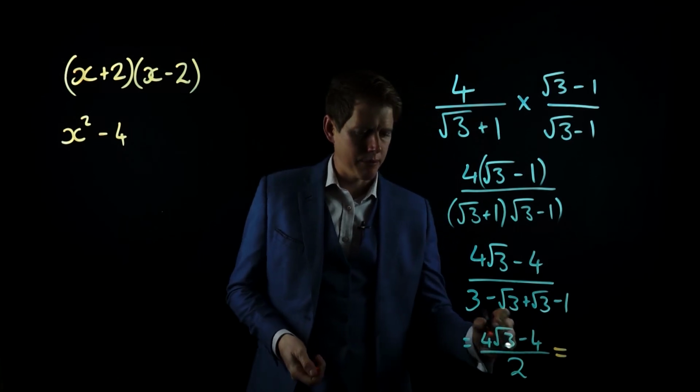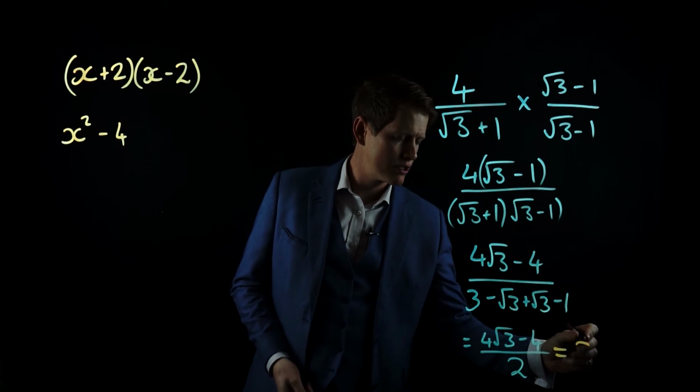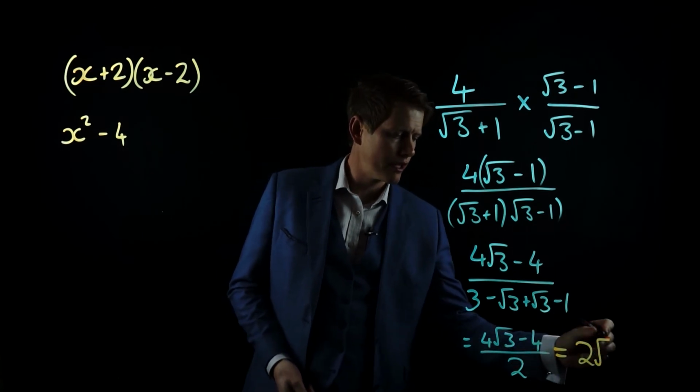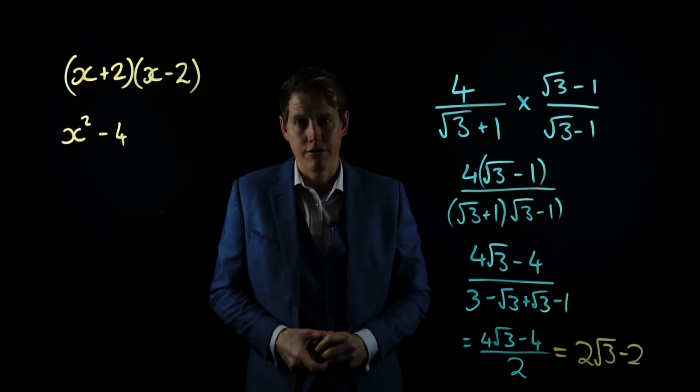And we can simplify this last stage. We're going to simplify that by dividing both sides by 2. So 4 divided by 2 is 2 root 3 minus 2. And that's my final answer.